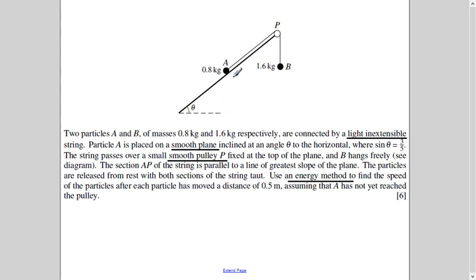So this question is about two particles, A and B. Particle A has mass 0.8 kg and particle B has mass 1.6 kg. Particle A is on the inclined plane, which is making an angle theta with the horizontal. It is given to you in the question that the value of sine theta is 3/5. Sometimes the angle is given to you, sometimes the ratio is given to you. And the plane is smooth, so there will be no friction.